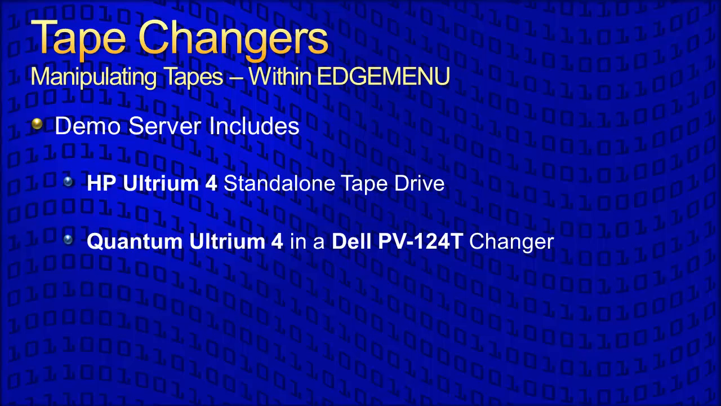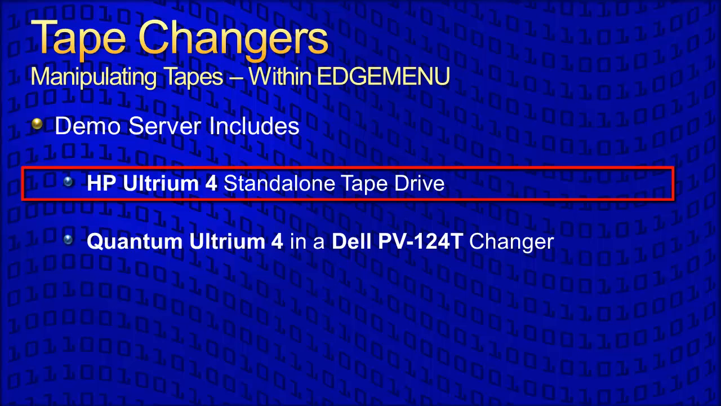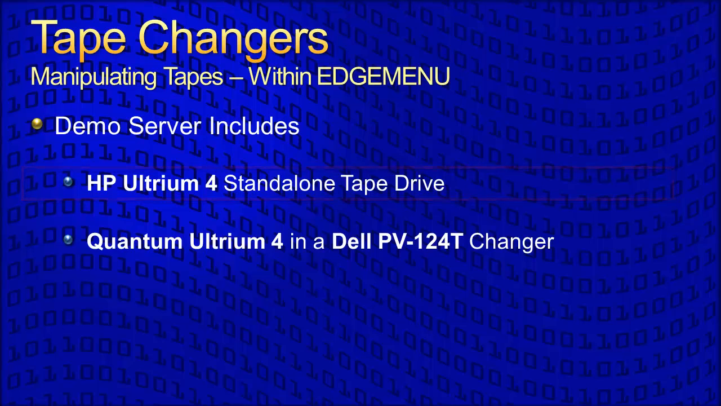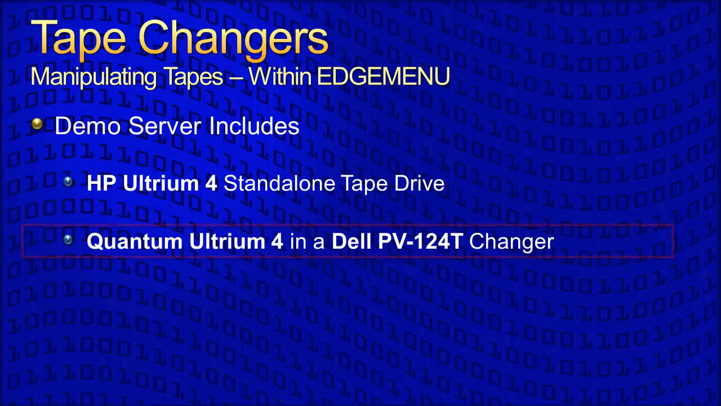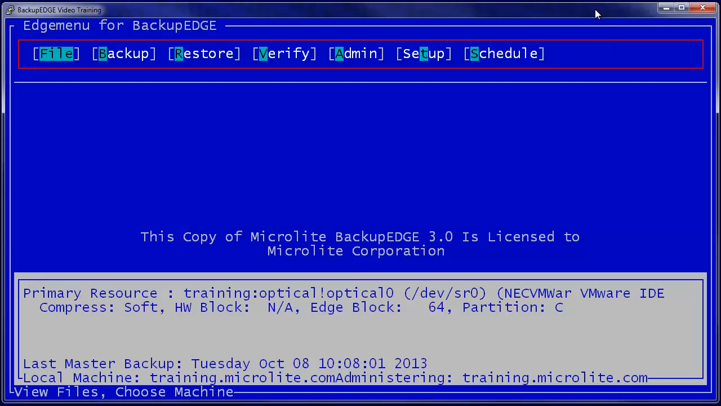Let's do a live session with EDGEMENU. The server we'll be using has an HP Ultrium 4 standalone tape drive and a Quantum Ultrium 4 drive located within a Dell model PV124T 16 tape changer. This is the main menu screen for BackupEDGE EDGEMENU.